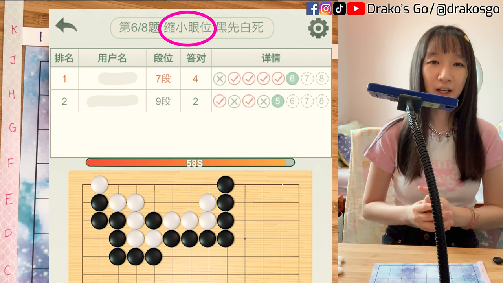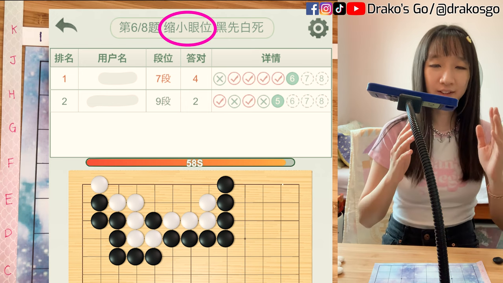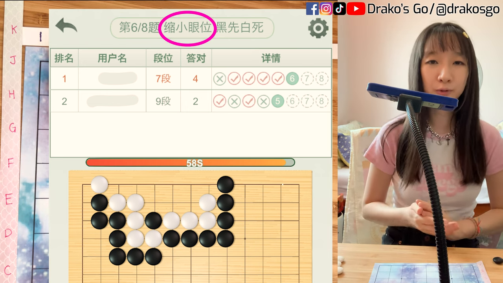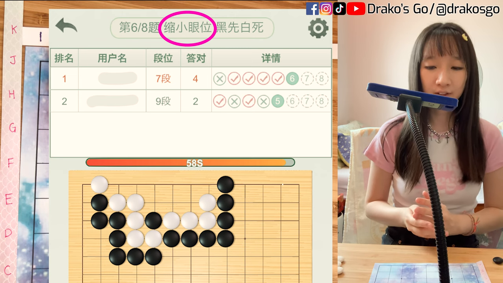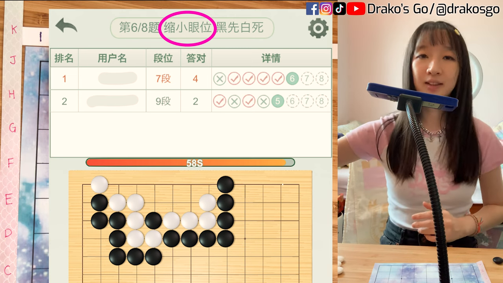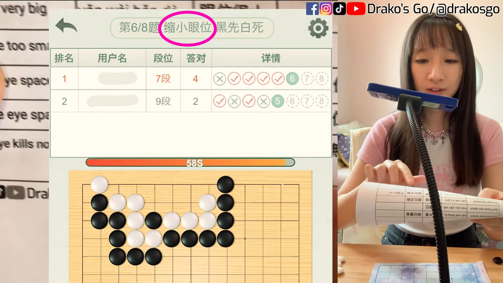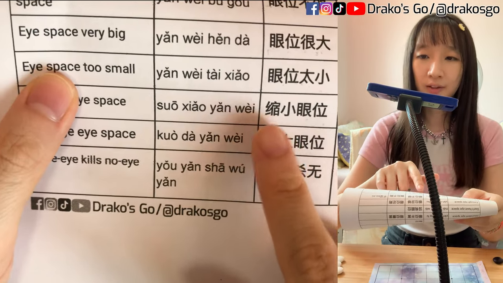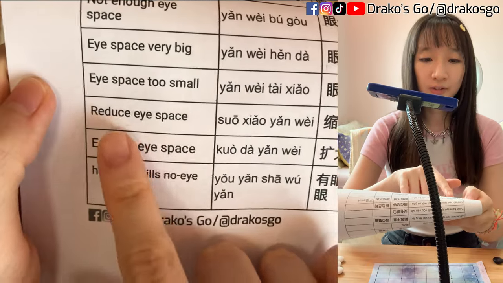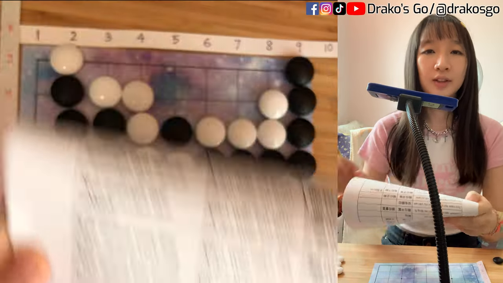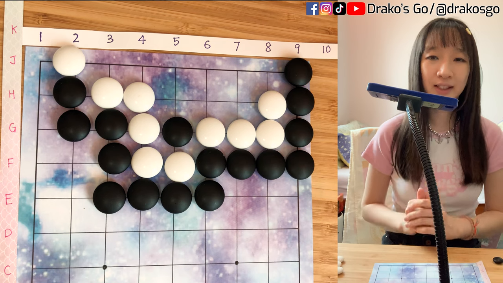Okay, and now I will point out that if you look at these words over here, it's actually a clue as to what kind of move the answer is. So here it says 缩小眼位, and that's the word that we just learned over here. 缩小眼位, 缩小 is to reduce. Reduce eye space. So the clue is that the move reduces the eye space.